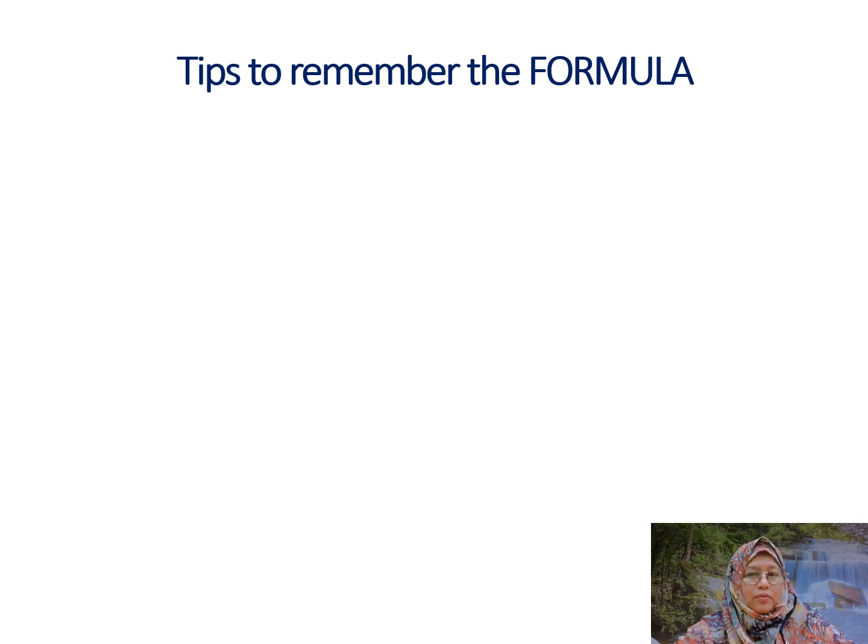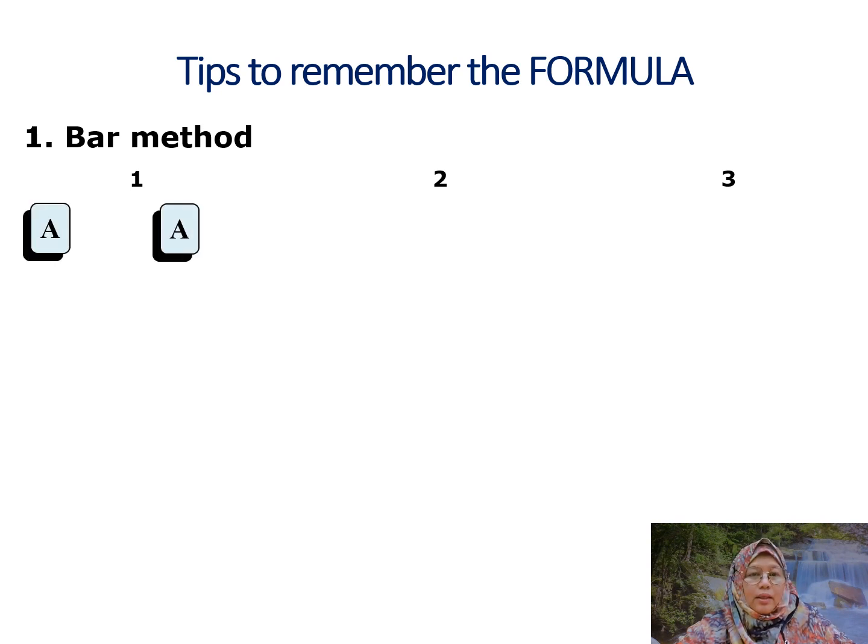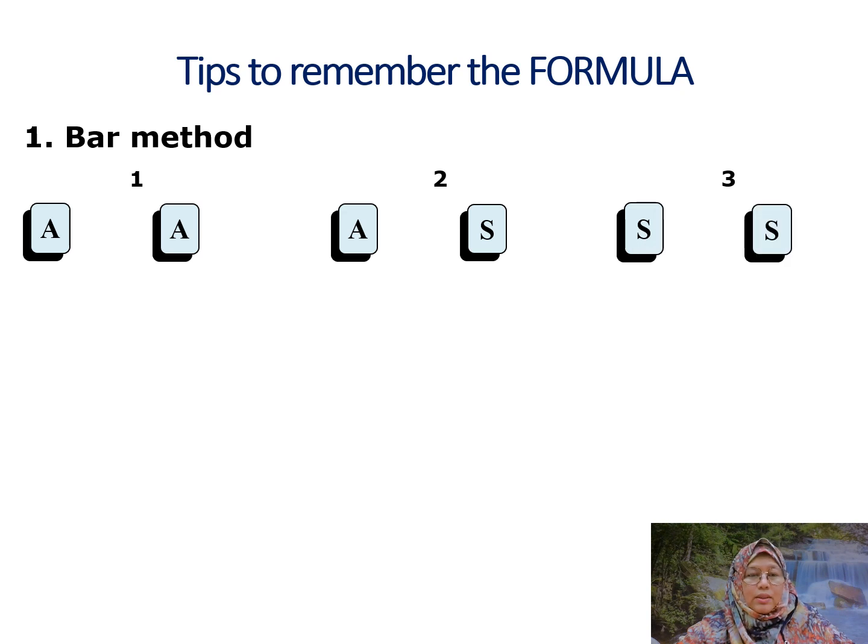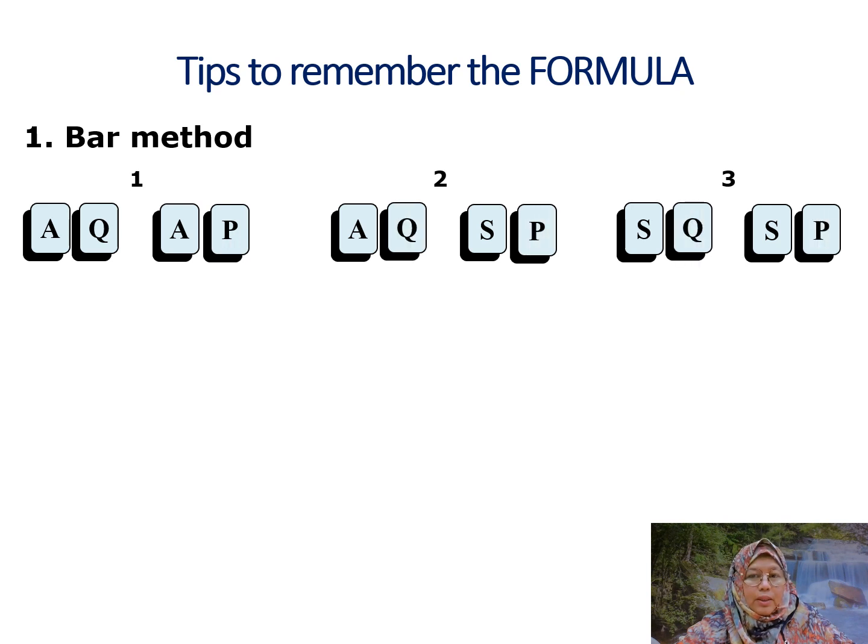How to remember the formula? Okay, I will give you tips on how to remember the formula. For bar method, it is comprised of three groups. So we start with A, A, A. A is for actual. S, S, S. S is for standard. QP, QP, QP. Q is for quantity and P is for price. Then we add the multiply.